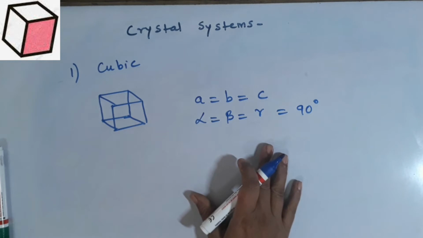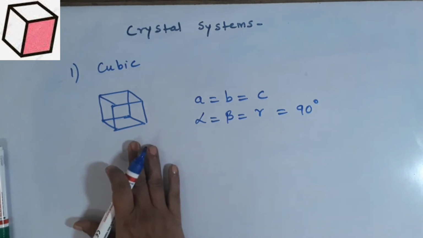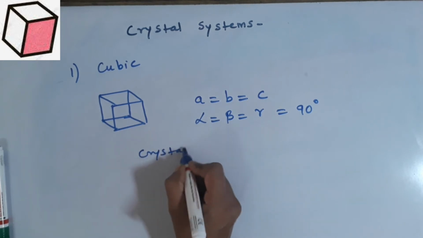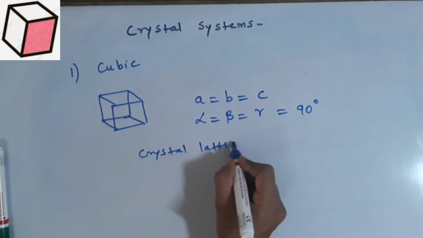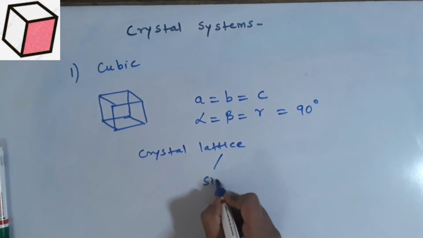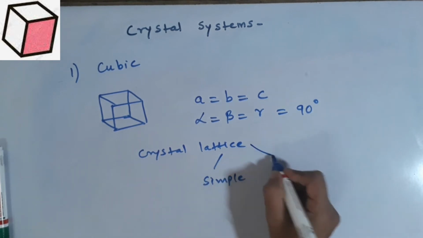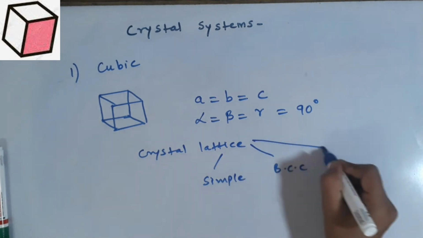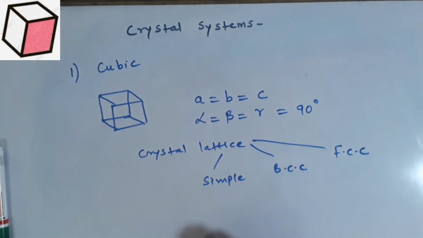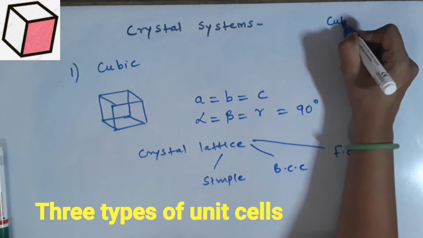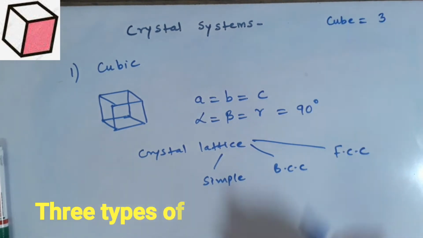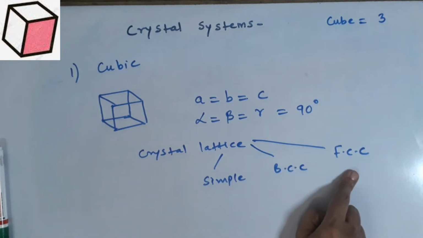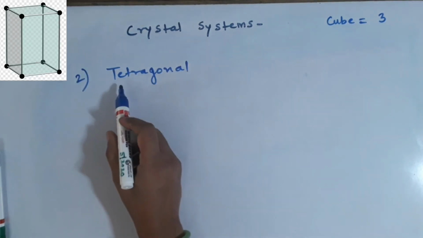In this type of crystal system, we will have different types of lattices. So if we see in total, cubic crystal lattice will be classified into type 1 simple cubic lattice, type 2 body centered cubic lattice and type 3 FCC. So a cubic crystal system has 3 types of lattices: simple, BCC, FCC.